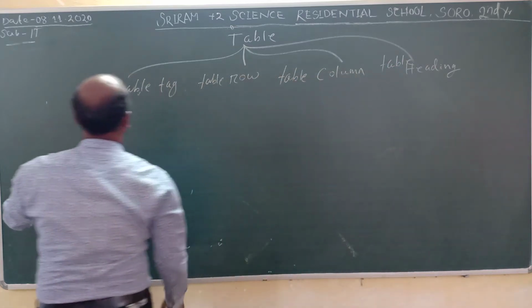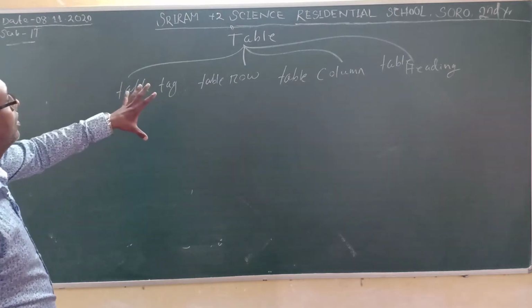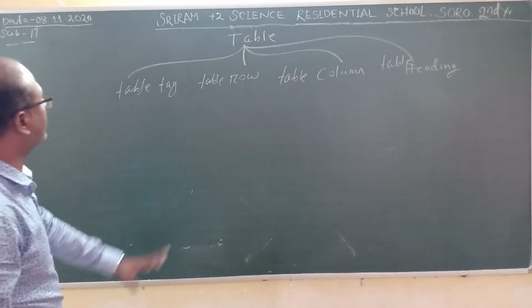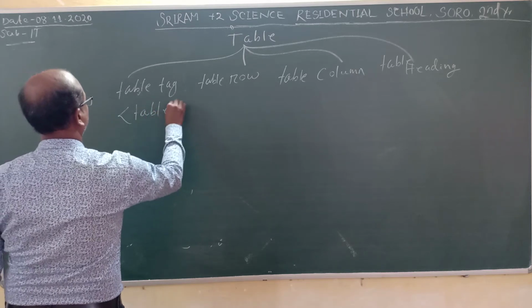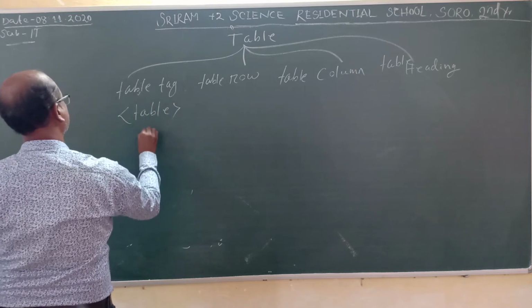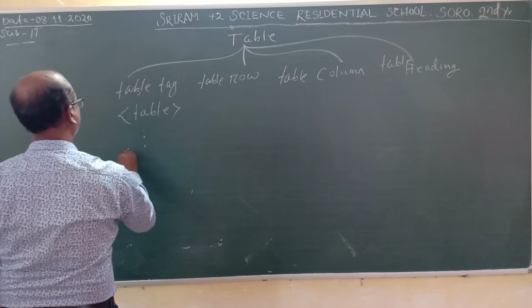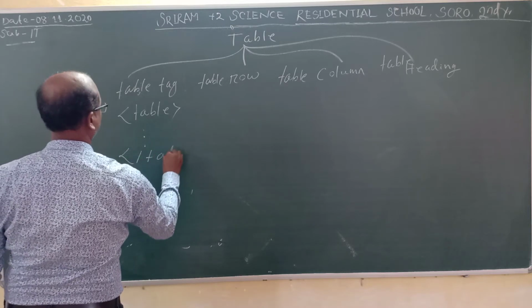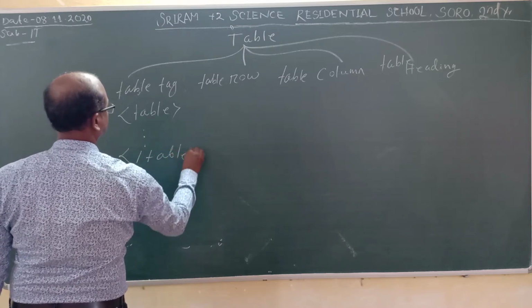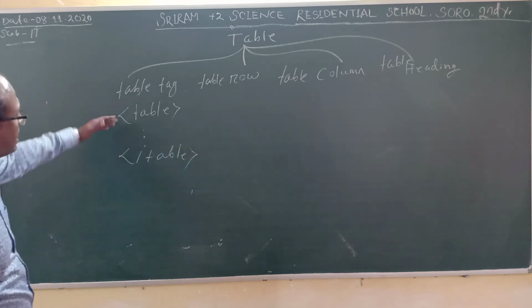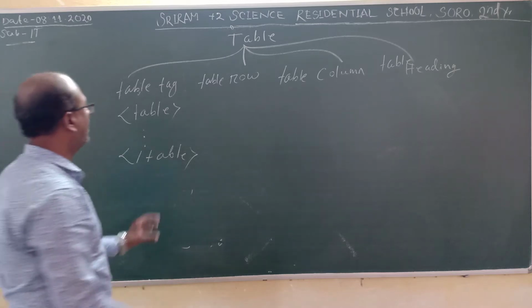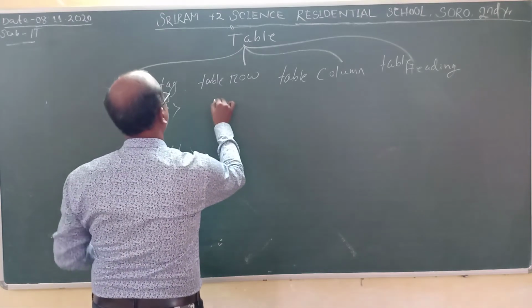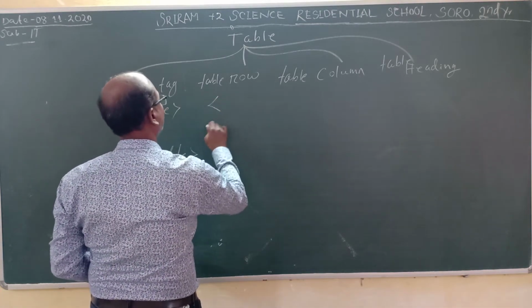Table tag: a table can be created using a tag. That tag is table, and it should be closed. This is the opening tag, and the closing tag is slash table. Using this table tag, we can create a table. Clear? Inside that table, we must create rows.